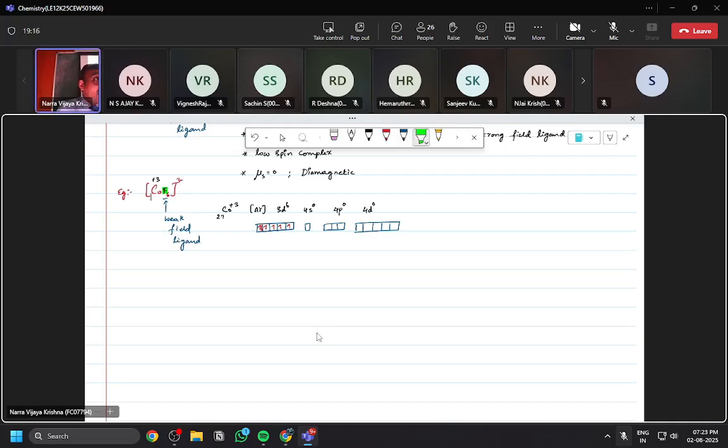Now every fluorine donates electrons, so I need empty orbitals. How many empty orbitals are required? Satisfied? Now tell me hybridization. Not d2sp3, sp3d2. Geometry octahedral. Now is it inner orbital complex or outer orbital complex? Yes, outer orbital complex. Low spin or high spin? High spin.